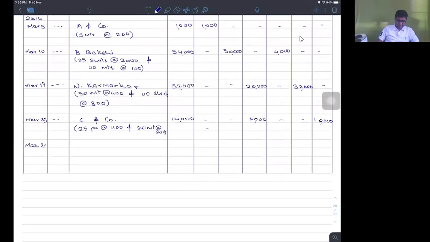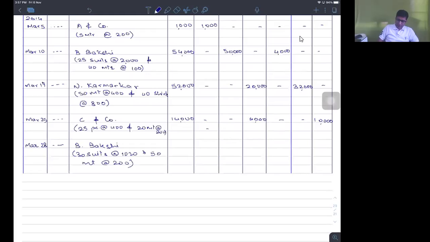you made the purchase from B Bakshi again. What did you purchase from him? 30 woolen suits at 1020 and 50 meters of silk at 200.